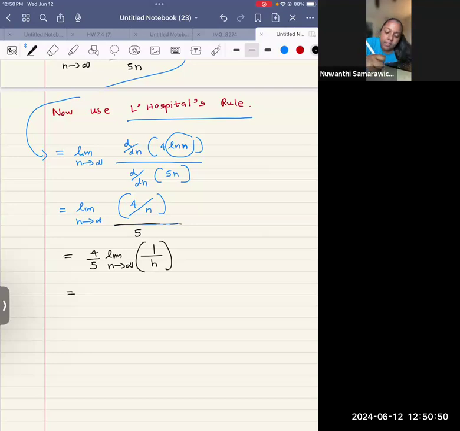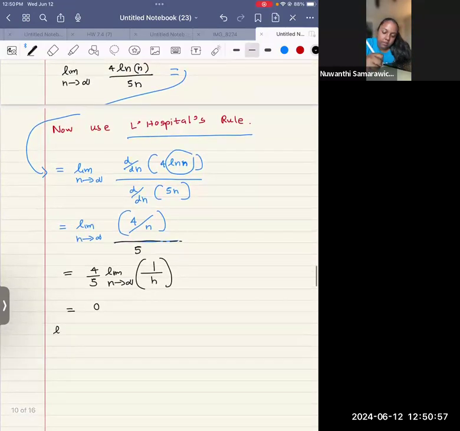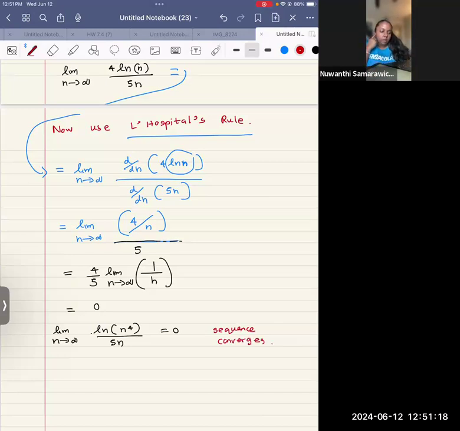Zero. Okay, so does it converge or diverge? So we found the limit as n approaches infinity of ln n to the 4 over 5n is equal to 0. So yes, good. So this sequence converges.